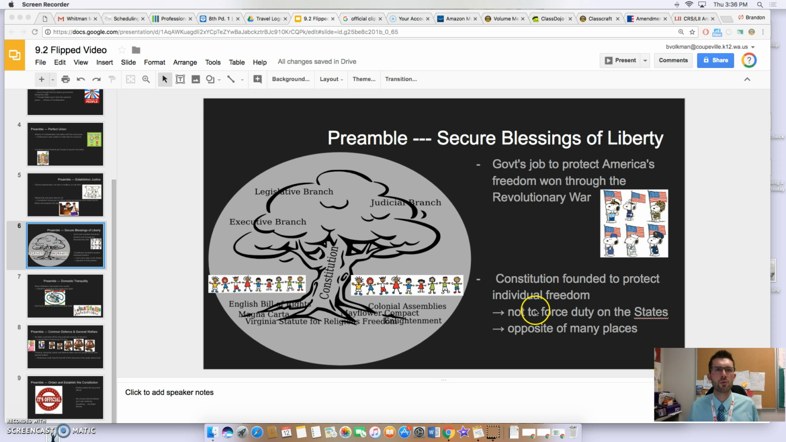It wasn't made to force this duty on the states that said, you have to follow it. No, it wasn't like that at all. It was to protect our freedoms because that's what we wanted. This is opposite of many places. Many places are like, you must follow us. But it's not like that. We're not being forced to. The Constitution is a protector to protect the citizens, not force them to follow it.